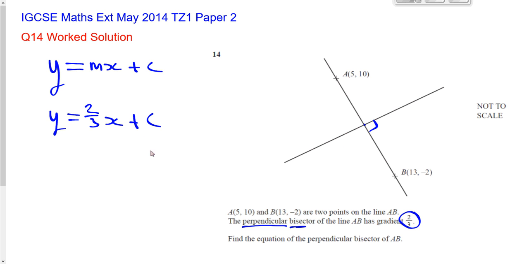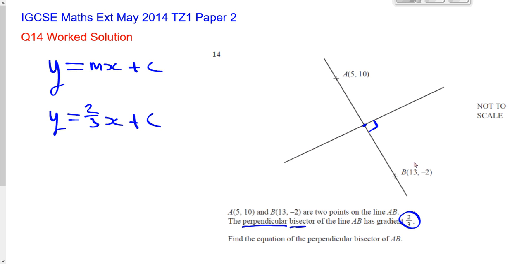We can only do that if we know a point on the line. If we know a point on the line that we're looking for, then we can substitute those values in and then solve for our unknown, which is c. Thankfully, because we know 2 points on the line AB, we can actually find its midpoint. And if we find the midpoint, then that is a point on our line, and we can substitute that point into our equation over here.